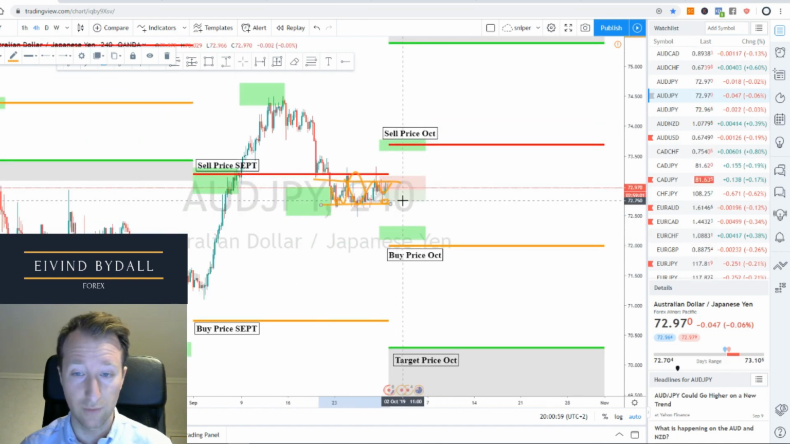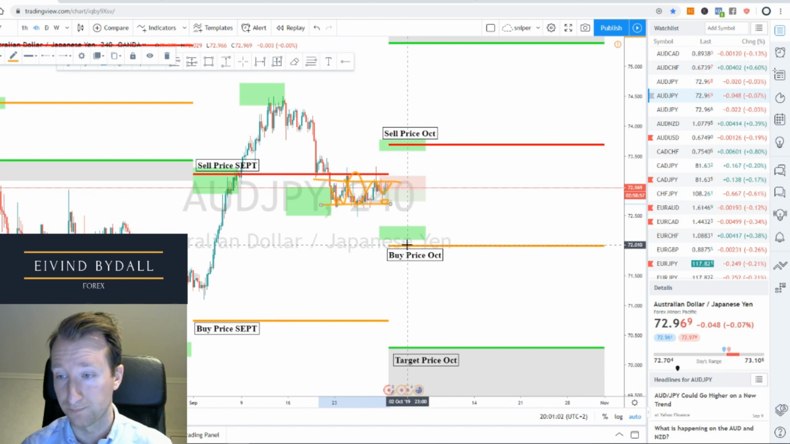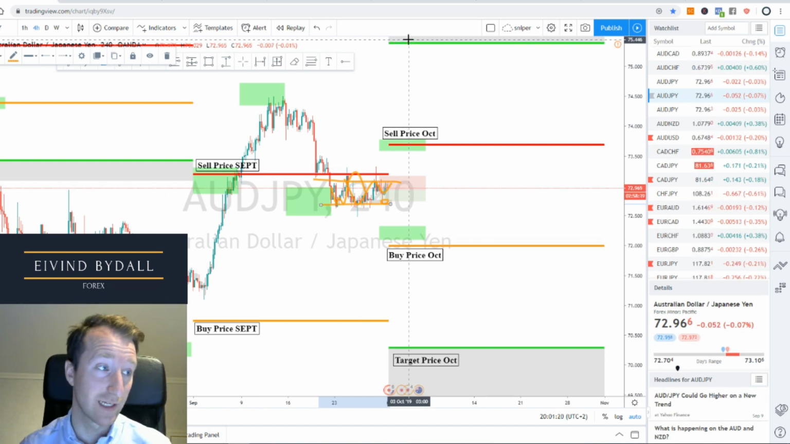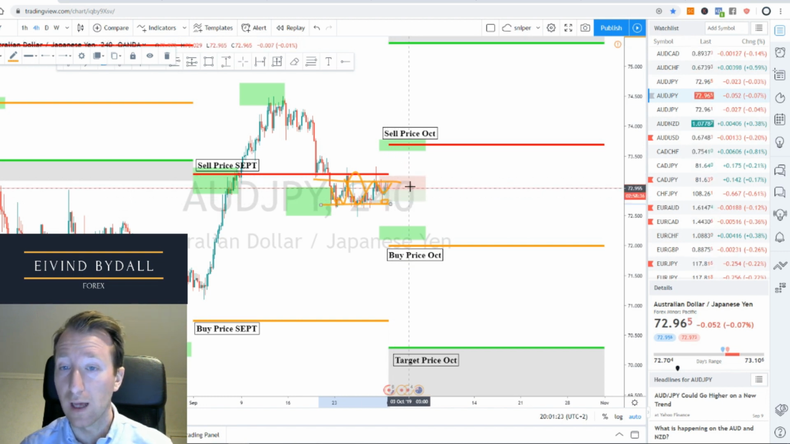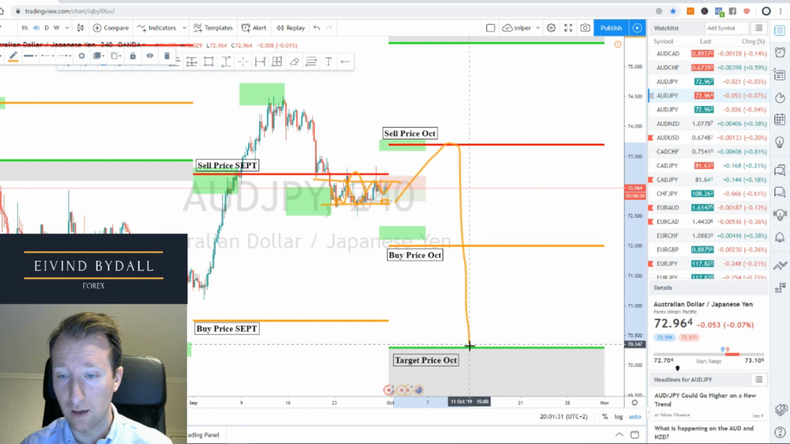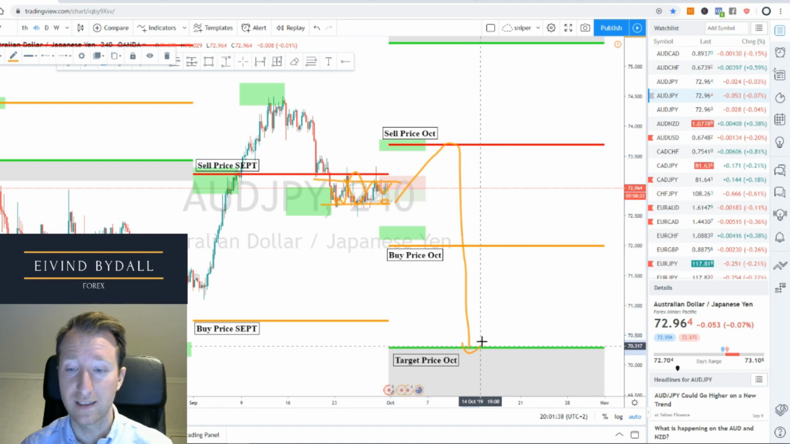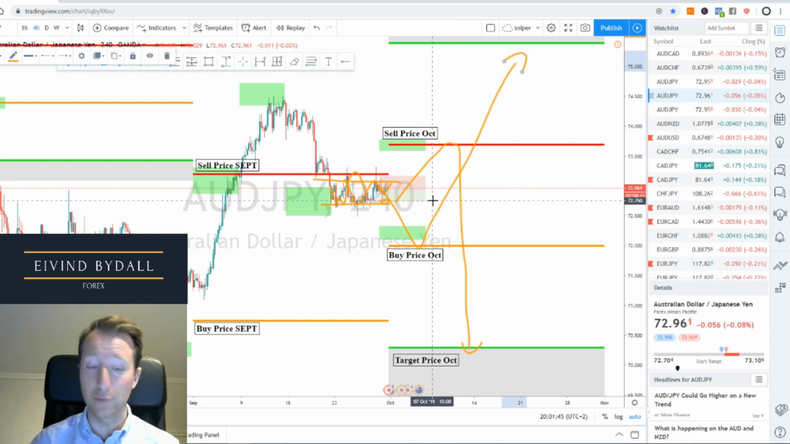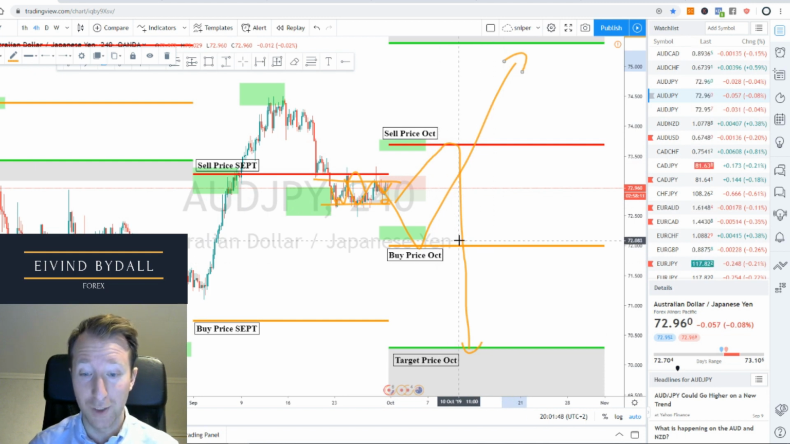How long do you think it will fall, Ivan? I think it will fall down to the buy price of 72. If you're a buyer of Aussie yen, you will think that's a good price. Your target is 75.400. That sounds like a good deal to me. But if you're a seller and it ever comes up here again off 73.700, you take it all the way down to 72.00. This is your trade plan, and whoever wins is really up to the market.